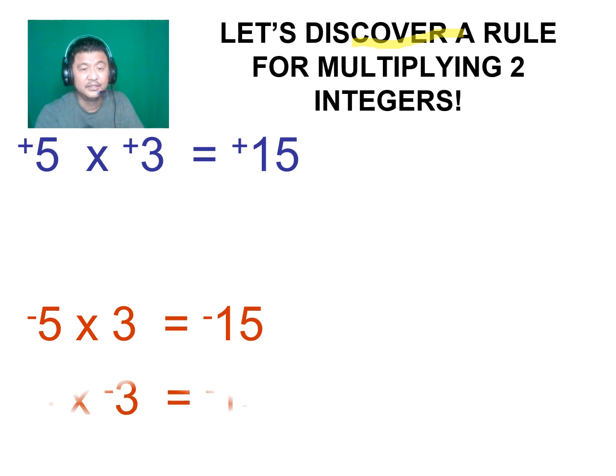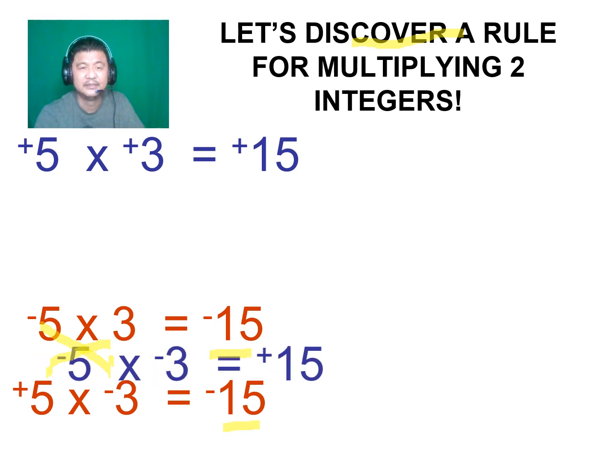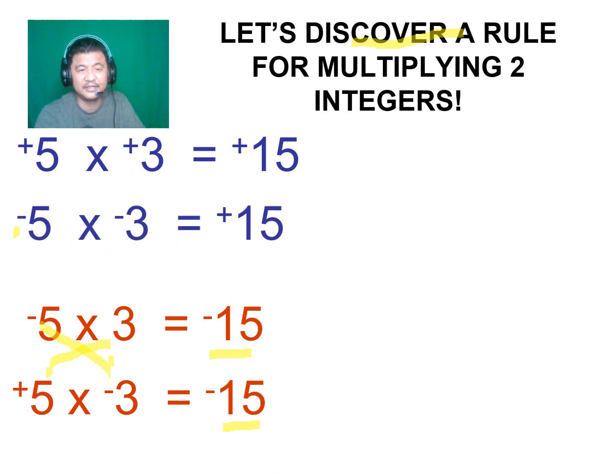Now, if I reverse the signs, it doesn't matter, right? You get the positive and you get the negative, right? Because 5 times a negative, you're still in the negative zone. So it's still a negative 15. Okay, we're okay with that. But a negative times a negative is like the opposite of a negative number, right? The negative of a negative number becomes a positive number, right?